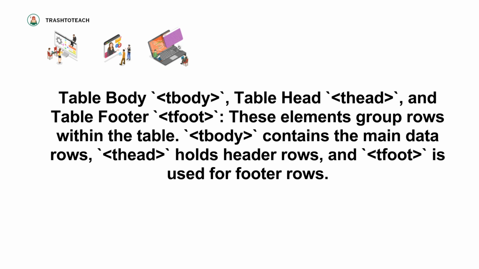These elements group rows within the table. <tbody> contains the main data rows, <thead> holds header rows, and <tfoot> is used for footer rows.